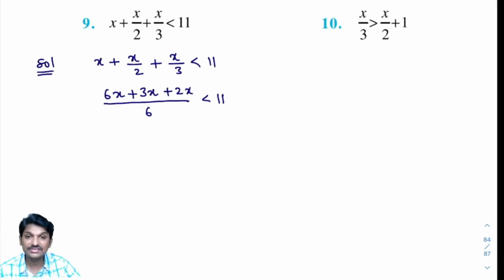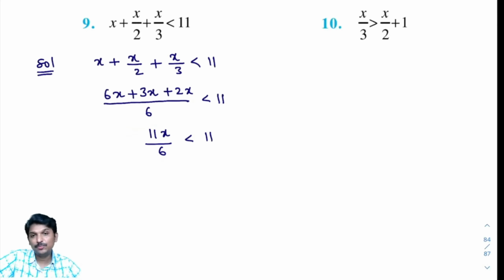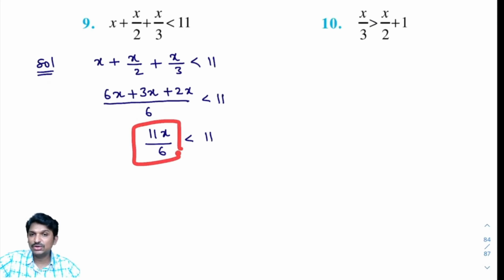In the question, strictly less than is given. You observe 6 plus 3 is 9, 9 plus 2 is 11. 11x divided by 6 less than 11. Now, you multiply both sides. What do I want? I want x values. That means in the left hand side part, I want x only. To get x only, for this inequality, I'll multiply with 6 by 11 on both sides. Look here, if I multiply with 6 by 11, the 6s and the 11s will get cancelled, so that I'll get x only.